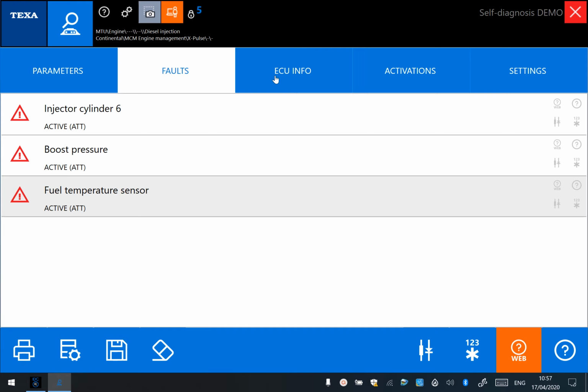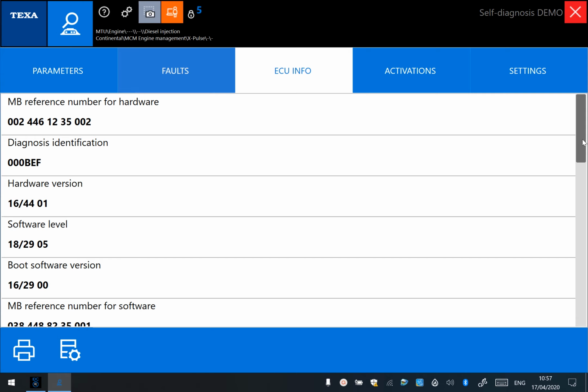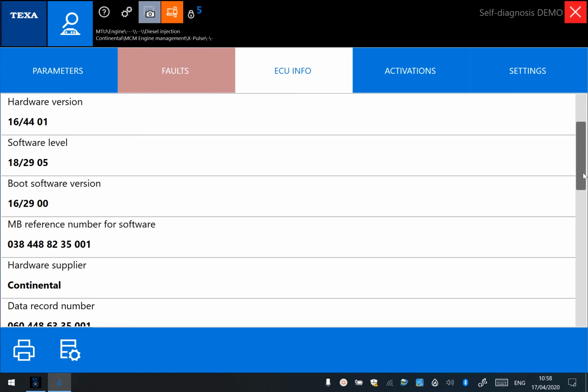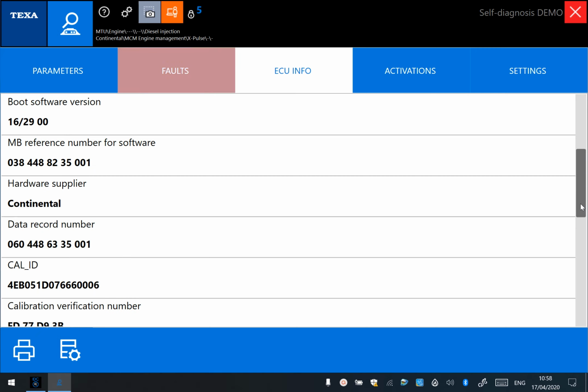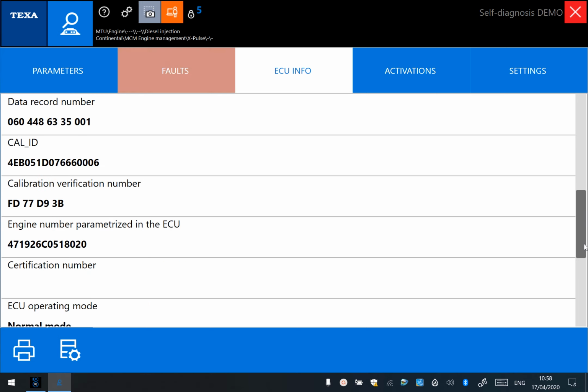So just looking at these other tabs, just before we go to parameters, ECU info, so this will obviously pull out all the information from the ECU that we're communicating with. So I'll just scroll down softly, and you can see there's a lot of information in there.